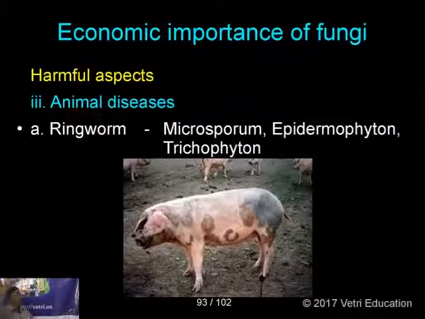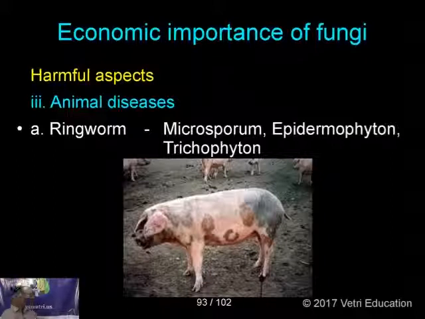The next one, let us see the diseases in animals. In human beings, I told you the ringworm patches are round. The same you can find in animals also. You can see a pig having full of this ringworm disease. In animals, it is caused by Microsporum, Epidermophyton and Trichophyton. These are responsible for giving the ringworm disease in animals.